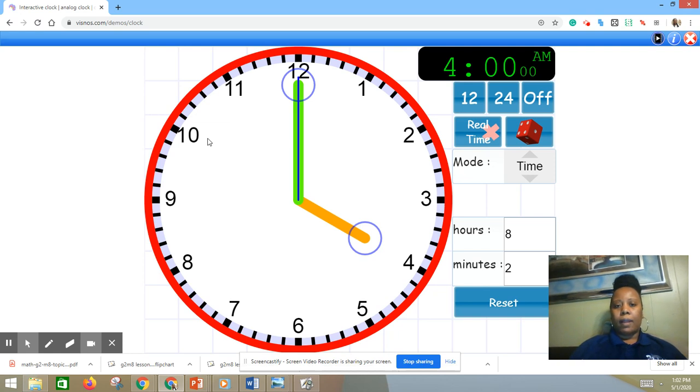Very good. I wonder, can you practice telling time around your house? Look for a clock and see, can you all tell what the time is?